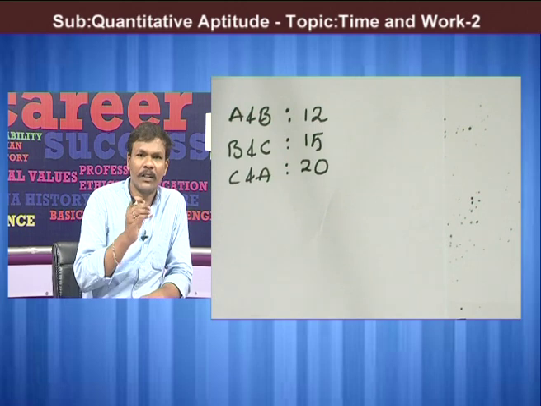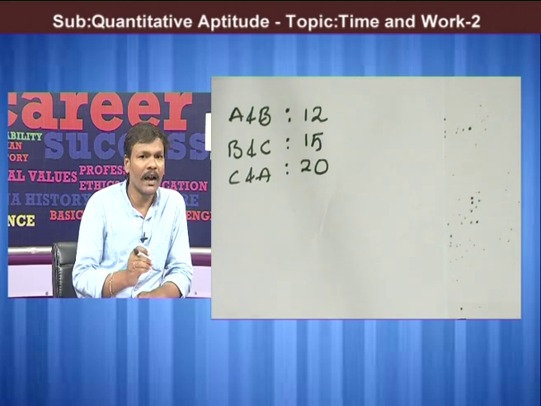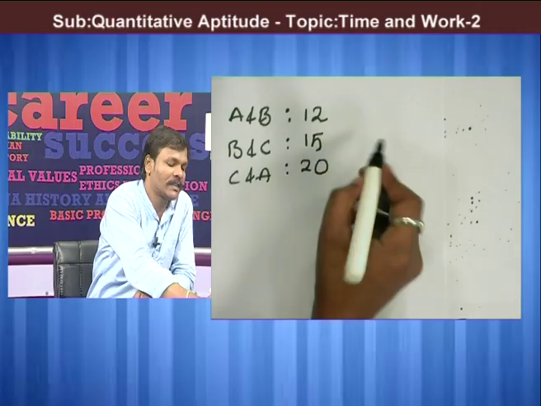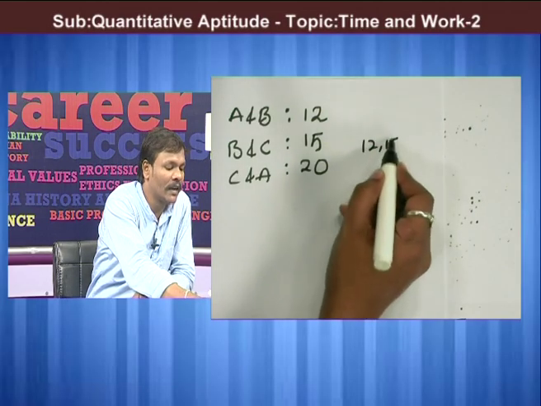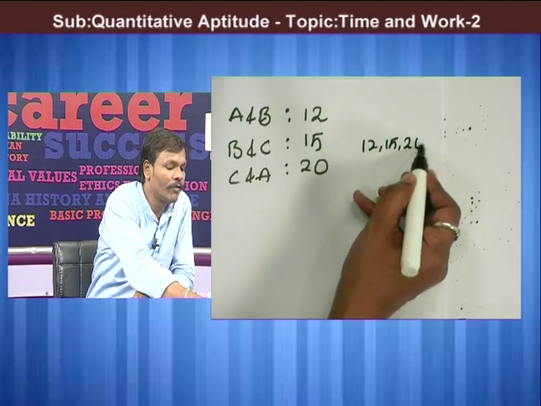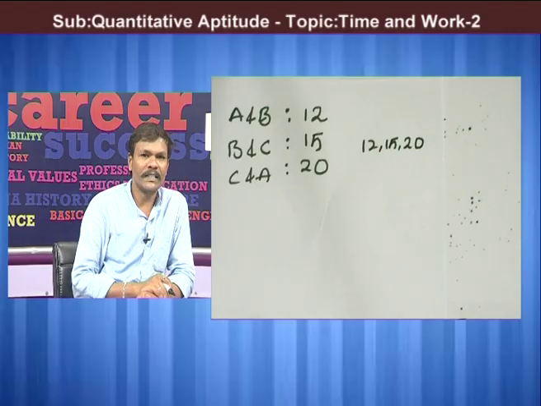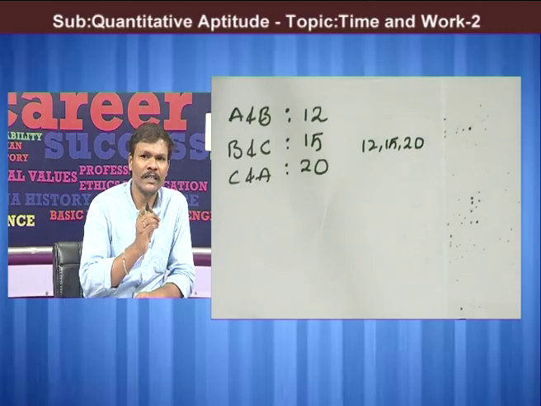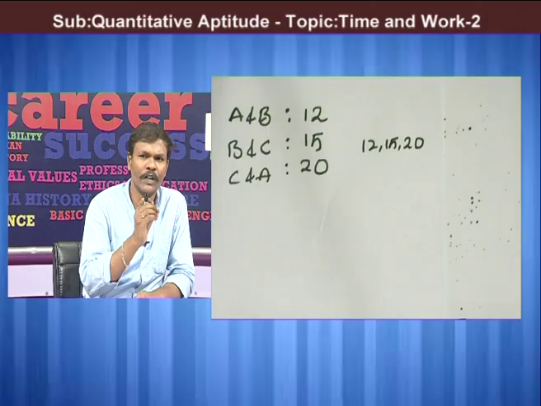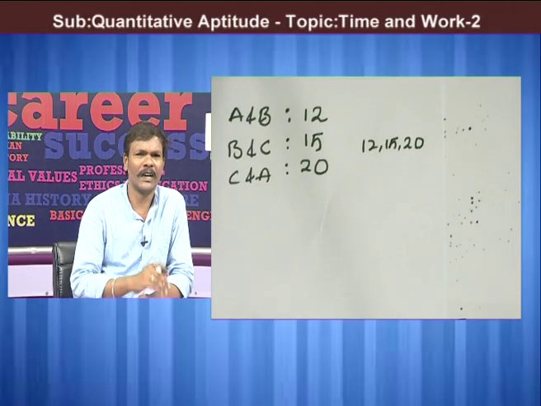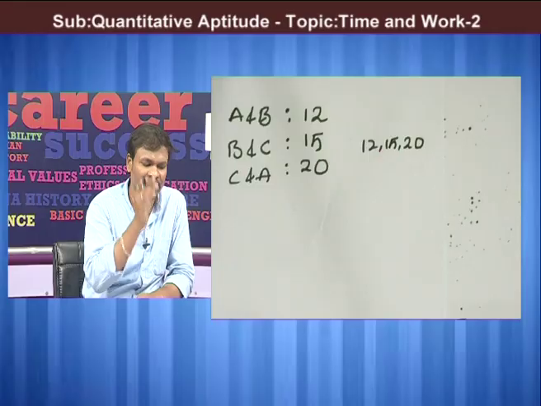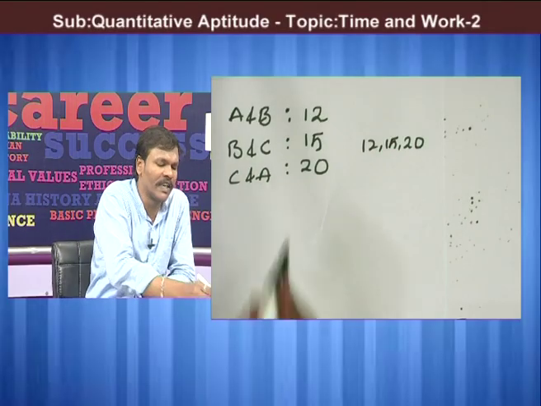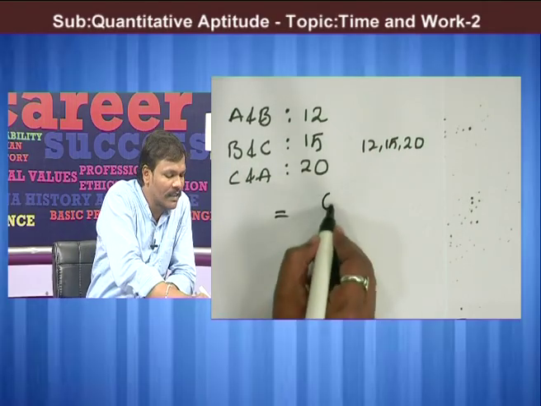1, 2, 3 values. When we have 3 values, we are going to apply the LCM method. Yes, very good. What is that? LCM method, 12, 15, 20. What is the LCM of 12, 15, 20? As an aspirant, you have to quickly find the LCM of 12, 15, 20, that is 60. LCM is 60.